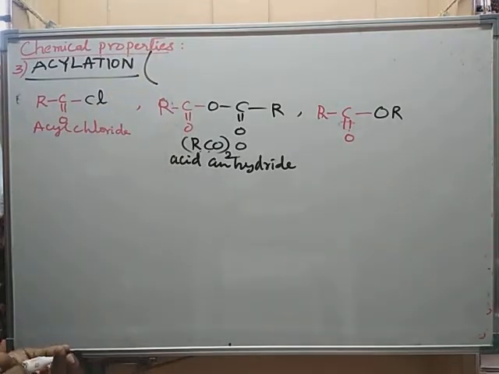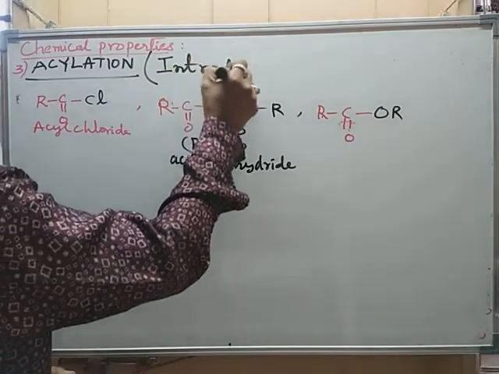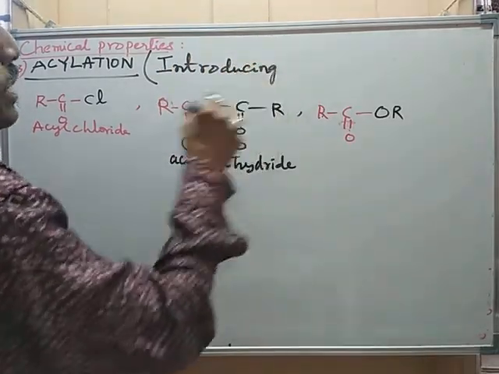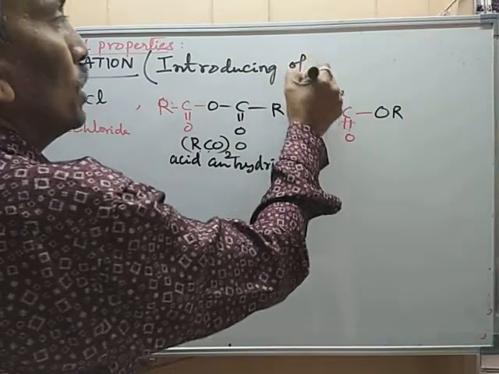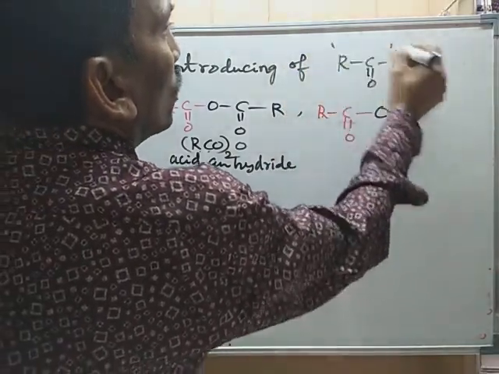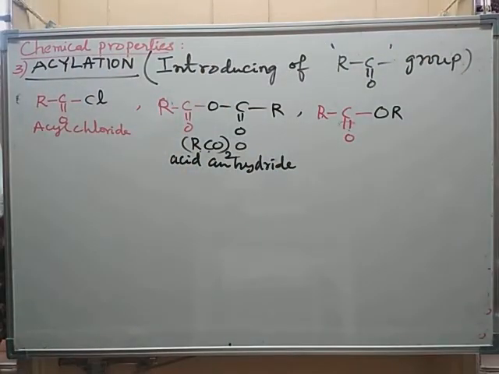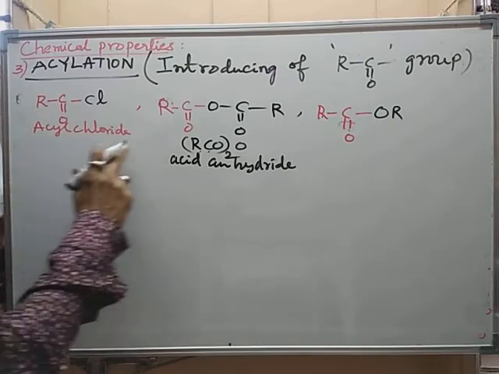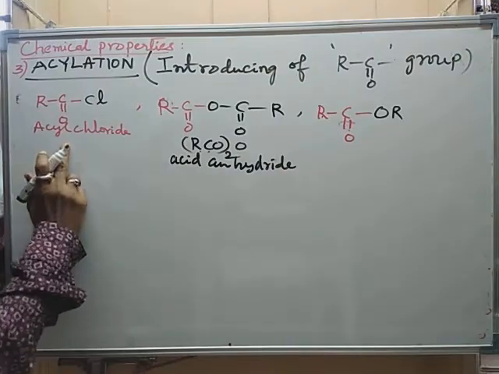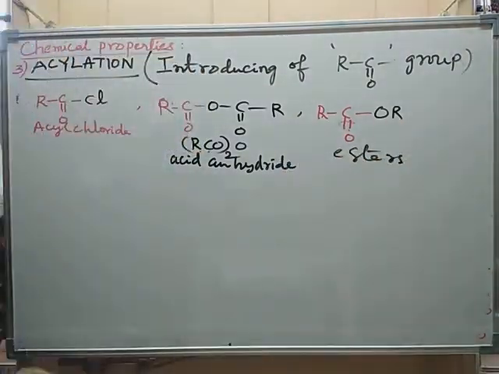That is simple: introducing, or insertion of, which group? The RC double bond O group is called the acyl group. What are such acylating agents? Those acylating agents are these: acid chlorides, acid anhydrides, and esters. You take any one of the compounds and treat it with amines.